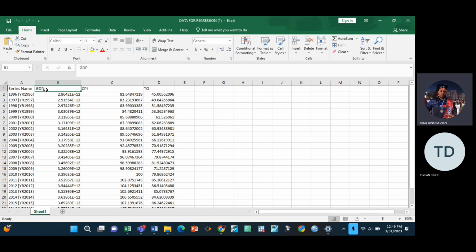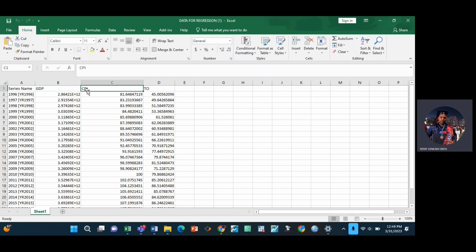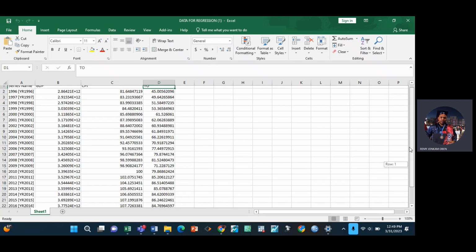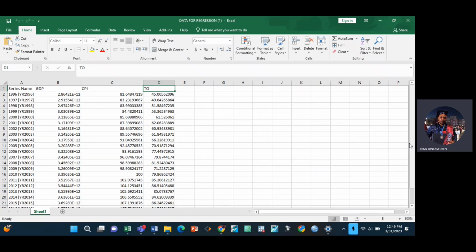So we have GDP, we have CPI, and we have trade openness. Of course, you know GDP is a proxy for economic growth. CPI is consumer price index, a proxy for inflation, and trade openness shows the openness of a country to international trade, right? That is exports and imports as a percentage of GDP. So we have these 3 variables, with data from 1996 till 2018. By the way, guys, this is time series data, right? Because it is data for a particular subject, just one country, for a number of years. Okay. So first, I'm going to input this data into eViews.